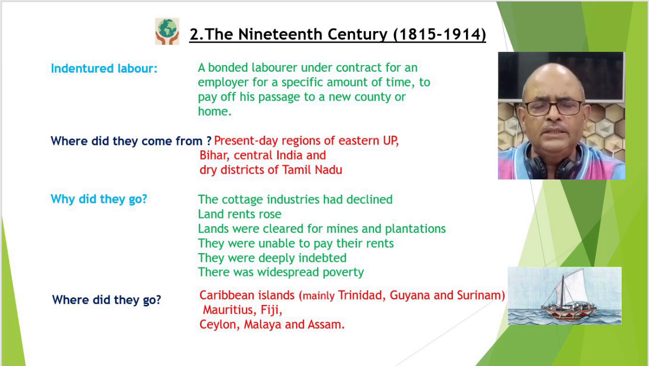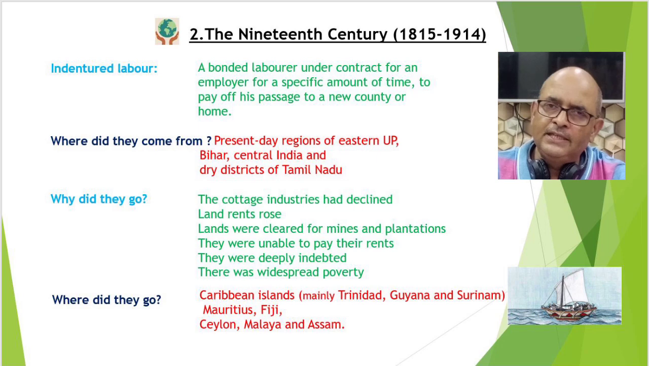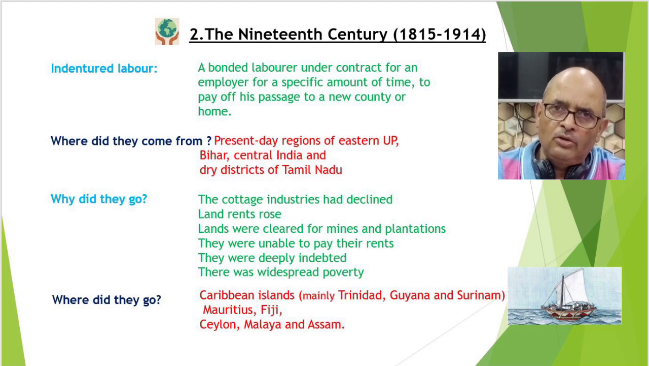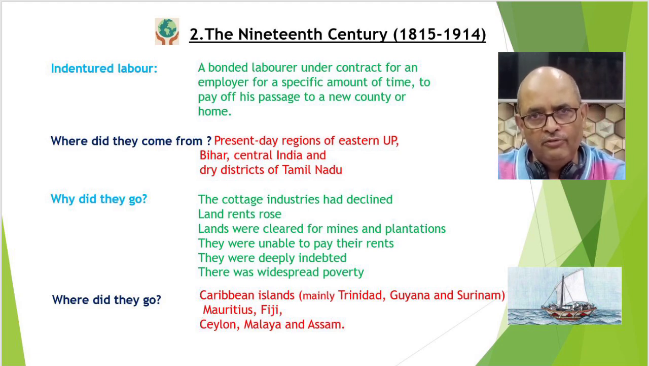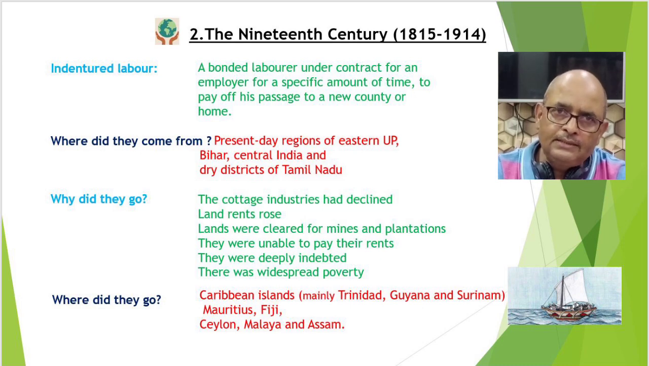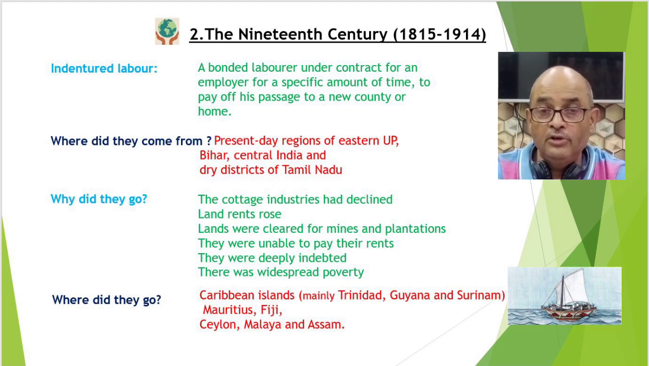So it was basically a system of bonded labor which had started after the abolition of slavery. In this system, a contract was signed between the employer and the worker. The duration of work used to be clearly specified in the contract. In the 19th century, most of the laborers who went from India belonged to the present-day regions of eastern Uttar Pradesh, Bihar, central India and the dry districts of Tamil Nadu. They were hired under contract and were promised a return travel to India after they had worked for 5 years in their plantations.